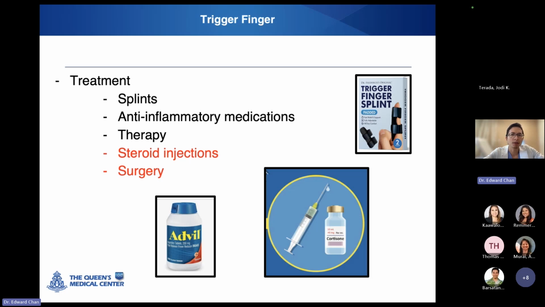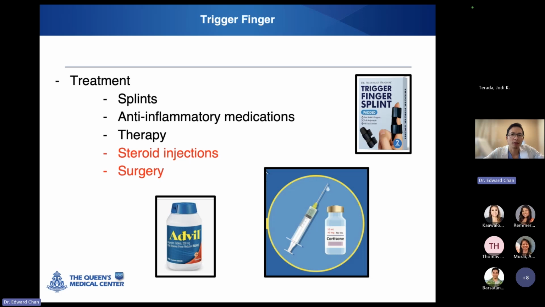And that usually is most helpful for people who maybe have a mild case where it's only happening when they first wake up in the morning. I tell them you can try wearing a splint at night when you sleep. That way you're not unconsciously or subconsciously curling it up all night. And that may help it not get locked in the morning.